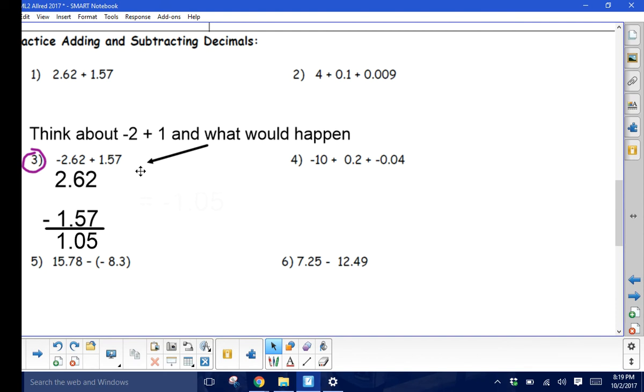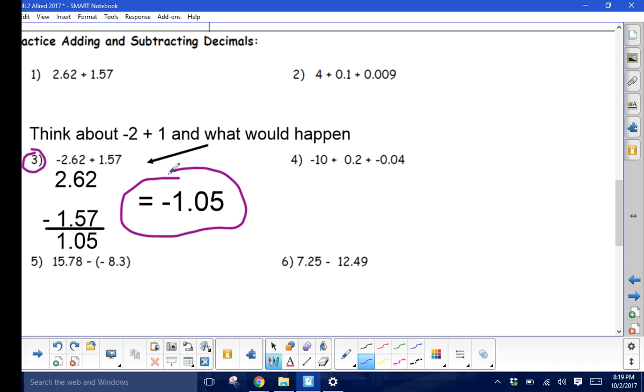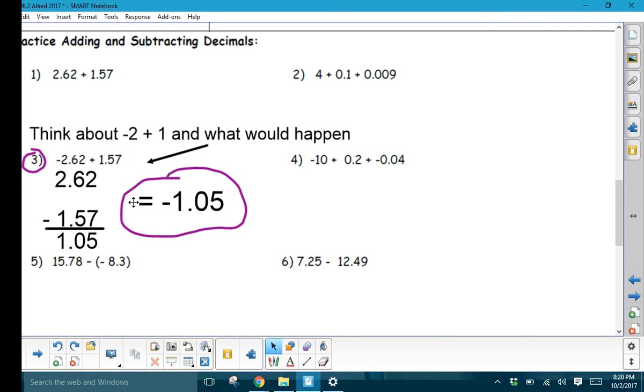I know that the negative is bigger than the positive, so I know my answer is going to be negative 1.05. So I used all my rules there from Unit 1. I knew that I was adding 2 different signs, and the negative was bigger than positive, so I subtracted, and I kept the sign of the larger number, okay?